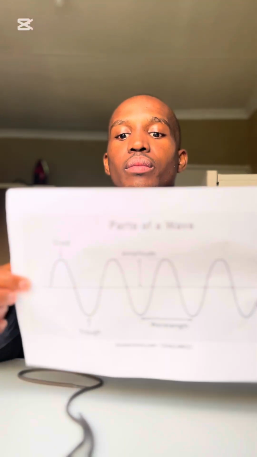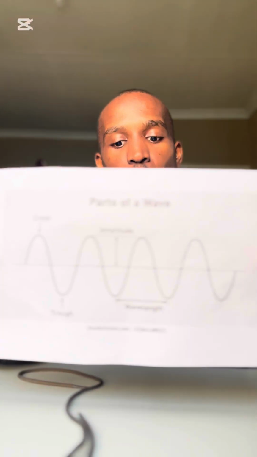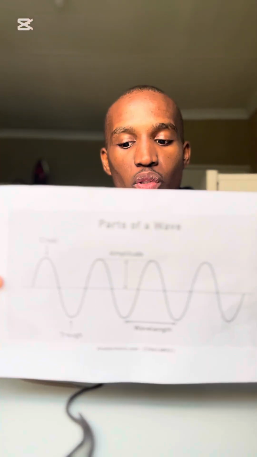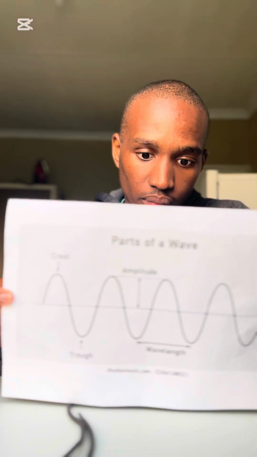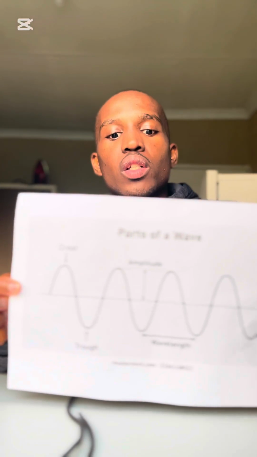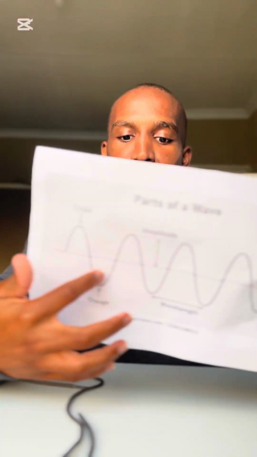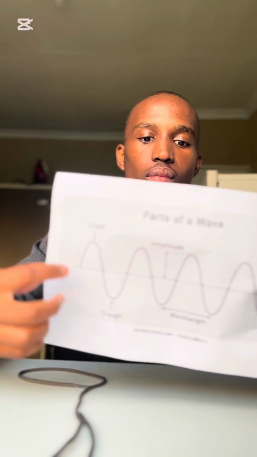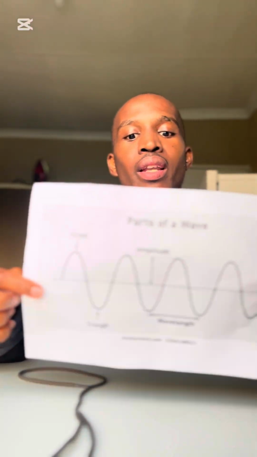This is our wave, and the trough is the lowest part of the wave. The wavelength is the distance between two crests or two troughs. Then we have the amplitude. So an amplitude is the maximum distance between the midline. This is the midline, between the midline to the crest or to the trough. So an amplitude shows us how strong or powerful the wave is.